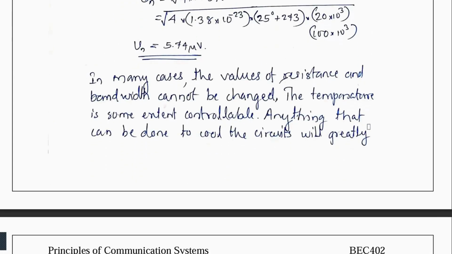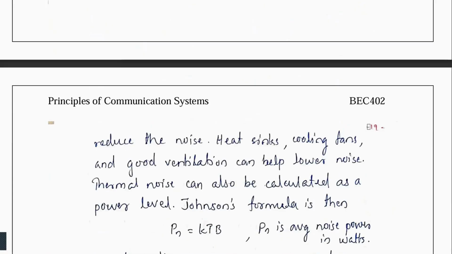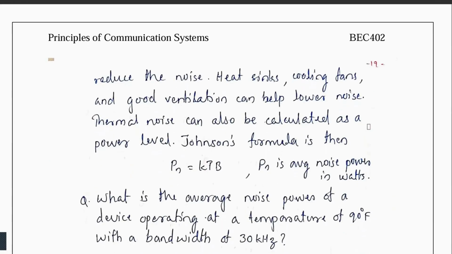In many cases, the value of the resistance and the bandwidth cannot be changed. The temperature, to some extent, is controllable. Anything that can be done to cool the circuits will greatly reduce the noise. So heat sinks, cooling fans, and good ventilation can help in lowering this type of noise.